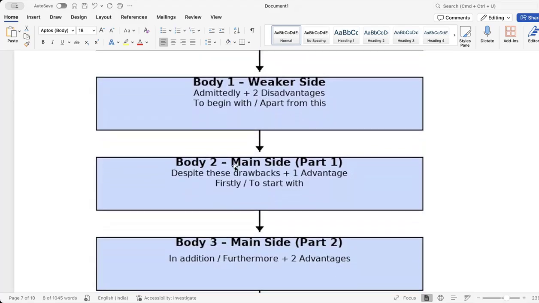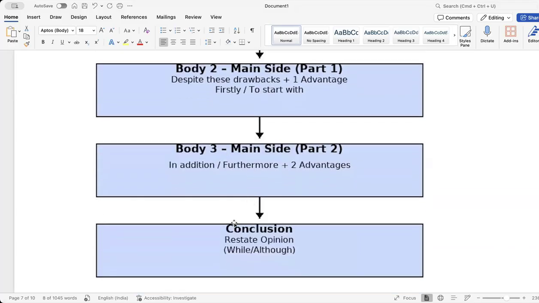Then I come to the second body paragraph, which is the main side or the stronger side. In this case, I'm going to use the connector despite and write my points. Write the main side firstly, and then in addition, furthermore, with 3 points in two body paragraphs. I go for a three body paragraph approach here, so I'm teaching you that approach. I already told you the two body paragraph approach is all right. I prefer the 3-1 approach, so I'm teaching that. If you're comfortable with the 2-1, go ahead and do that. I just feel this is easier for students, so I teach this.